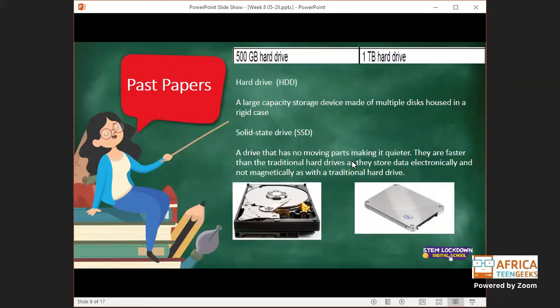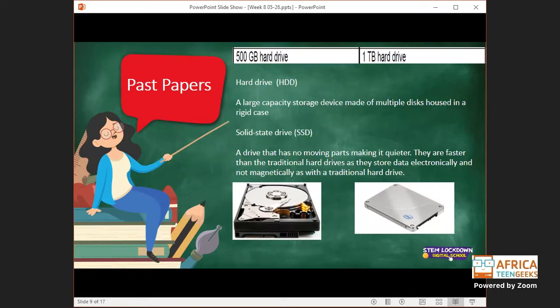Okay, then we're going to the next one, and there we're going to the hard drive. So we're going to focus a little bit on the hard drive. Your hard drive, your HDD, is a large capacity storage device made of multiple disks housed in a rigid case. The picture on the left, at the bottom, is how an HDD looks. On the right side is a solid state drive, a drive that has no moving parts, making it quieter. On the left side, the hard drive makes a little bit of noise when you use it.